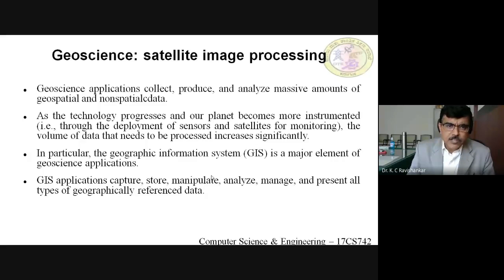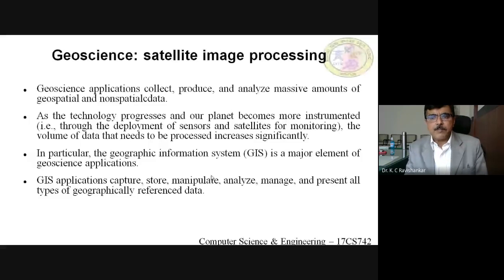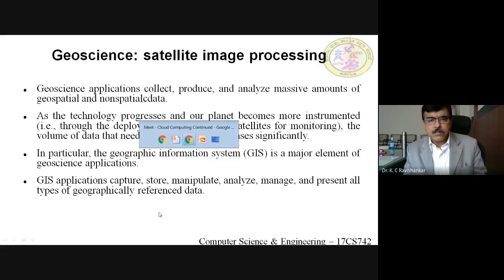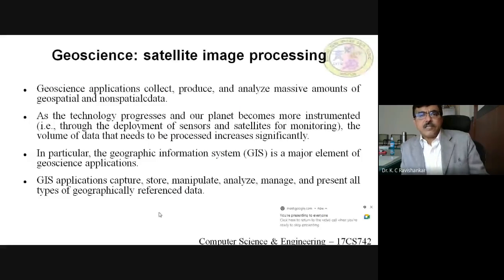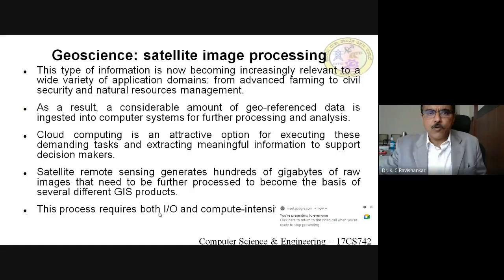As the technology progresses and our planet becomes more instrumented, that is through the development of sensors and satellites for monitoring, the volume of data that needs to be processed increases significantly. In particular, the geographical information system (GIS) is a major element of geoscience applications. GIS applications capture, store, manipulate, analyze, manage, and present all types of geographically referenced data. Okay. Geoscience satellite image processing. How do they do this?